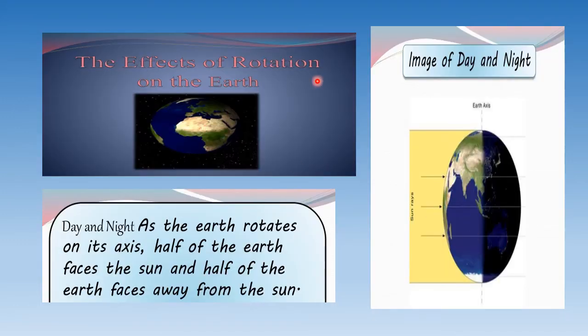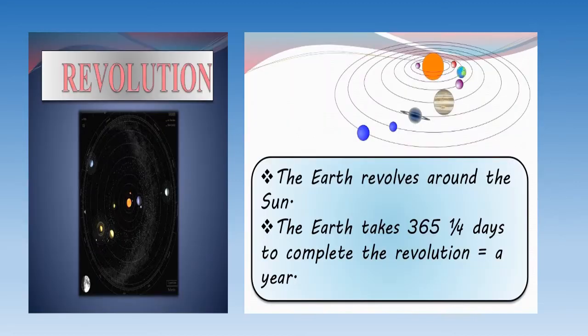Now what are the effects of rotation? Rotation causes day and night. The part of the earth which will receive the sun rays will have day. The part which will not receive the sun rays will have night time.